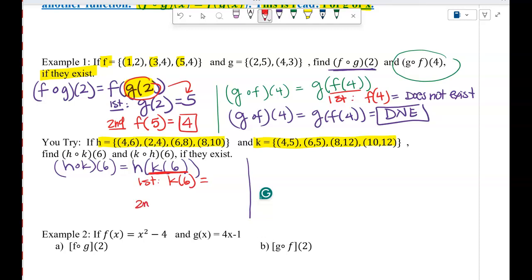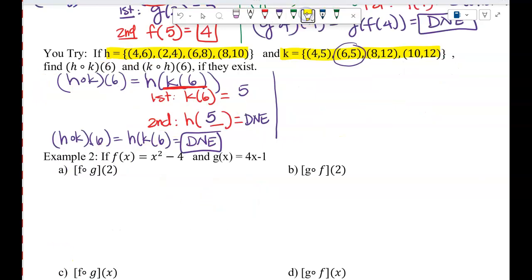Then whatever that answer is, once you have it, you're going to do h of that answer. Now, if the first step doesn't exist, then the answer for the whole thing doesn't exist. So hopefully you have the first step: k of 6 is 5. Then when we go to the h function, we want to find y when x is 5, and there's no x of 5 in the h function. So the second step doesn't exist. That means the entire answer does not exist, okay?